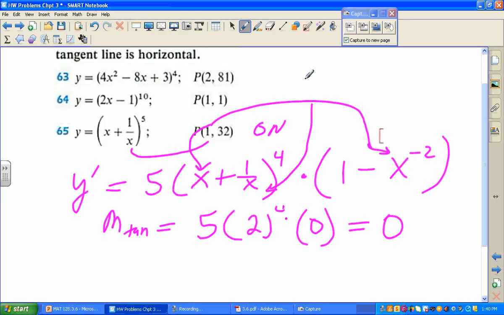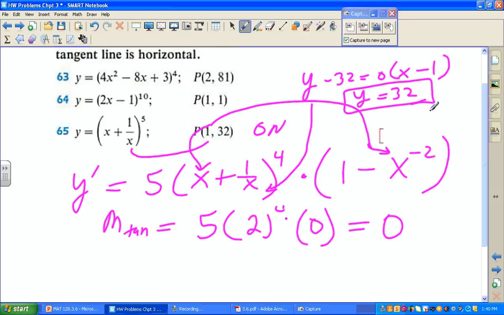All right. y minus 32 equals 0 times x minus 1. Why are you doing that? So I get the answer. That's 0, plus 32, so it would be 32. y equals 32 is the equation of my line, which means it's a horizontal line. So what's the equation of the normal line?